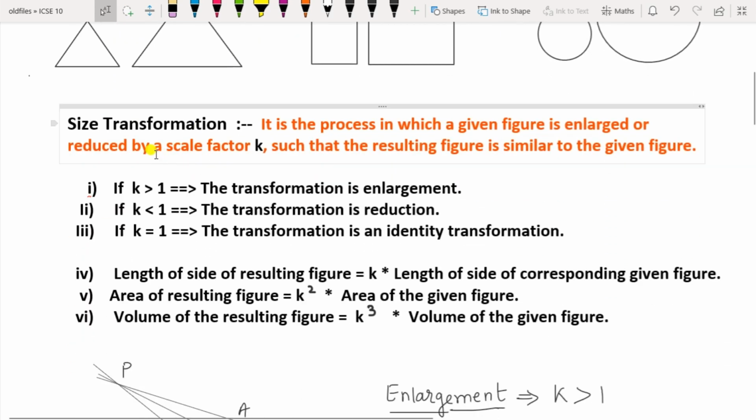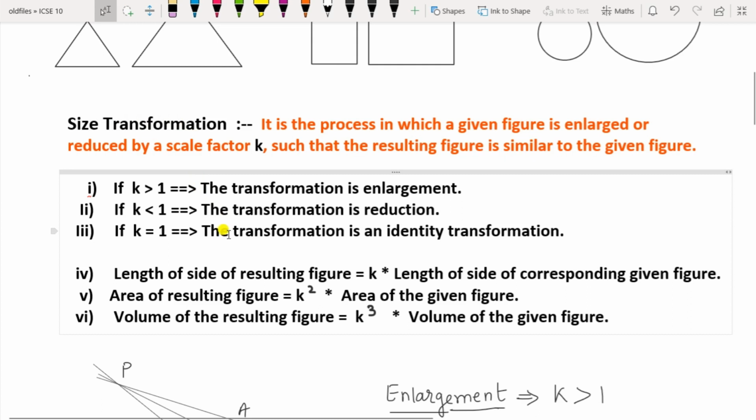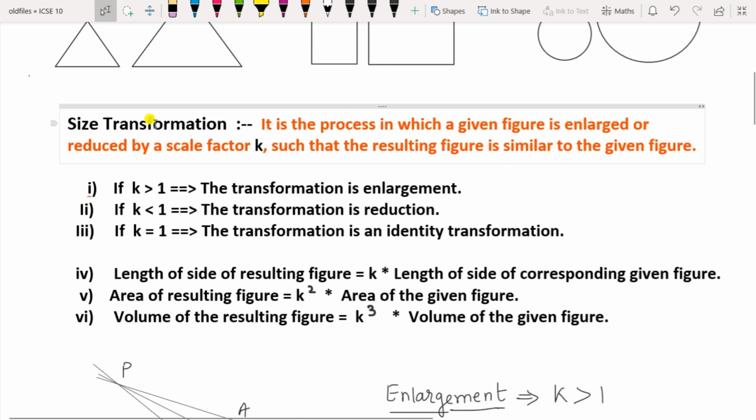Size transformation. It is the process in which a given figure is enlarged or reduced by a scale factor k such that the resulting figure is similar to the given figure. That is called the size transformation. So whatever figure is given to you, if you reduce its size or enlarge it by some scale factor, that is called k, it is called the size transformation.